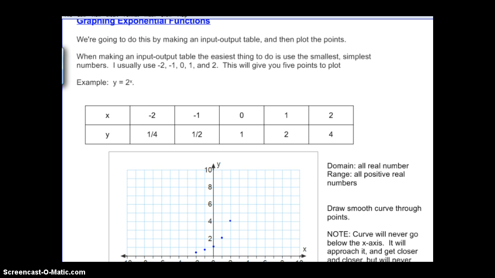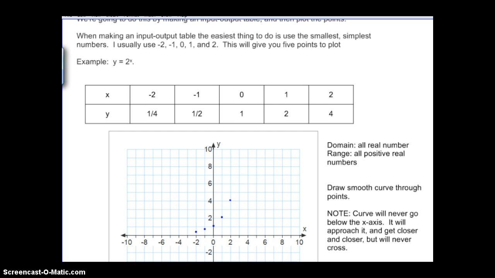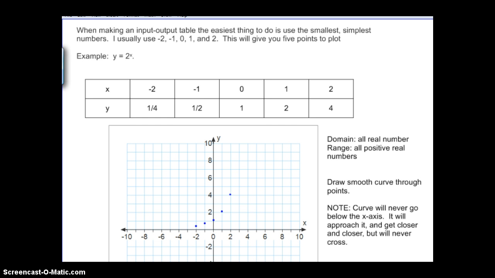Okay? So in this one, I took a really simple exponential function, and that is y equals 2 to the x. Some of you might be looking at this now and saying, but where is the a? The a would be 1 in this case, okay? So y equals 2 to the x. And what I did was I went from -2, -1, 0, 1, and 2, and I calculated what y is.